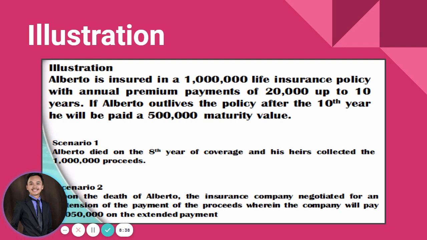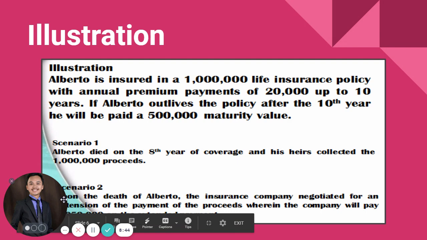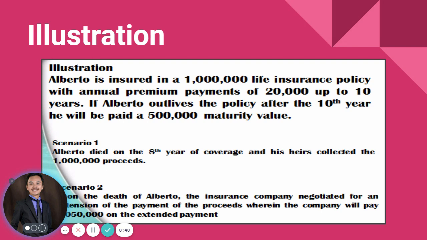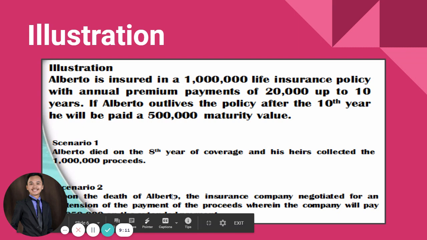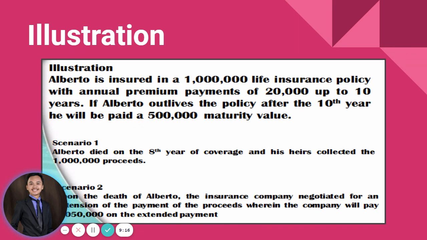Second scenario, let us say, upon the death of Alberto, the insurance company negotiated for an extension of the payment of the proceeds wherein the insurance company shall pay 1,050,000 on the extended payment, then how much will be exempted and how much will be taxable? So in this case, guys, there is an extension of payment for the proceeds, but from 1 million, there will be 1,050,000 to be paid by the insurance company to the heirs or beneficiary of Alberto.